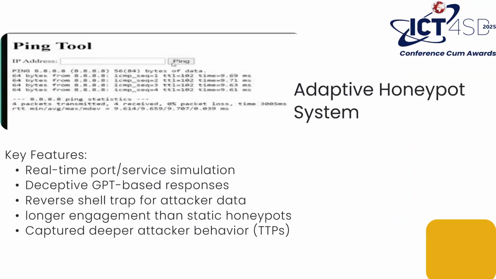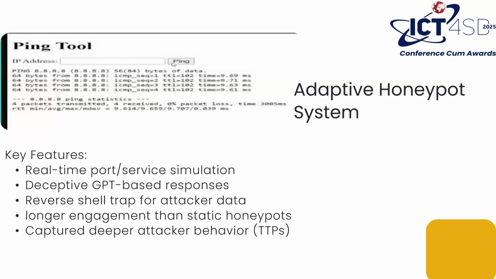What I have done is build a Flask app, basically a ping tool, for experimentation. A ping tool can be used to ping a particular device. Here's a breakdown of how our adaptive honeypot works. It simulates open ports and services in real time. Then we can use ChatGPT to connect with the ping tool.